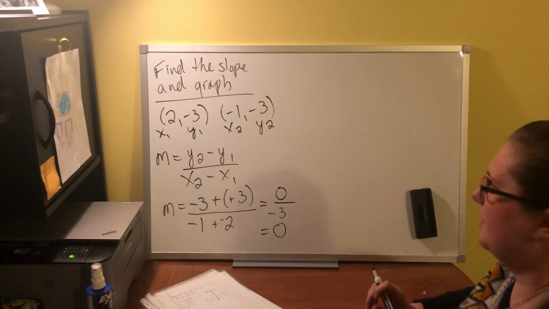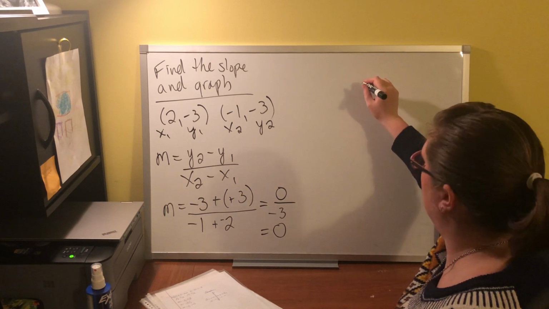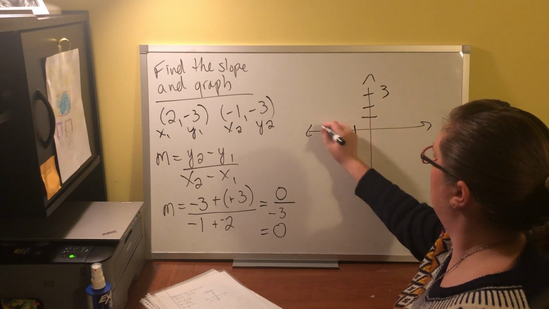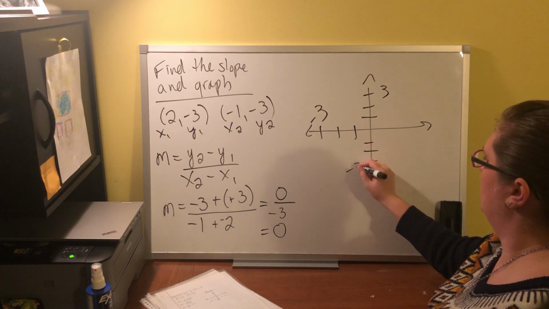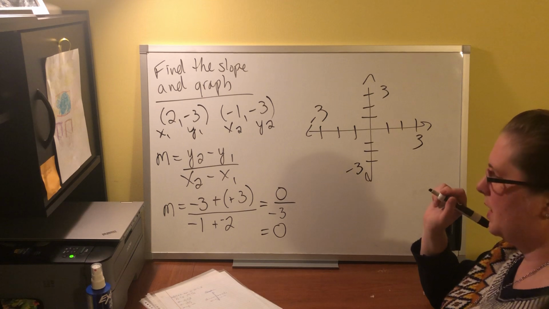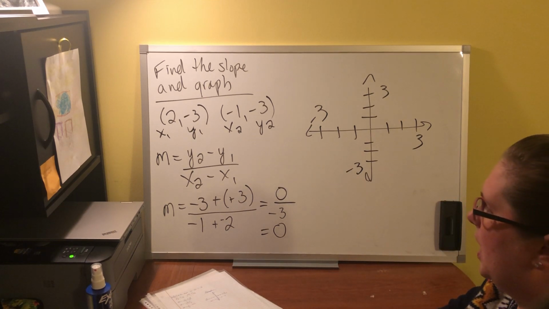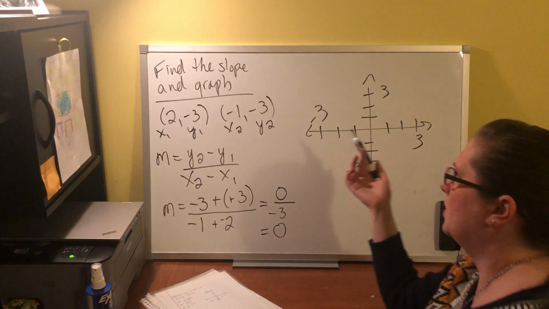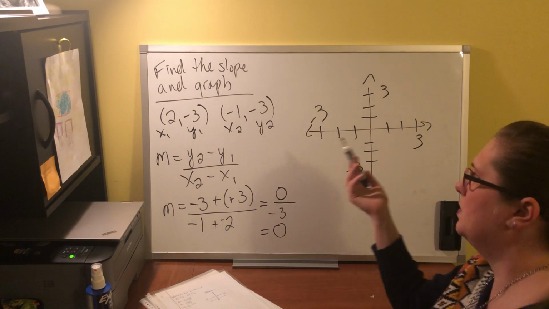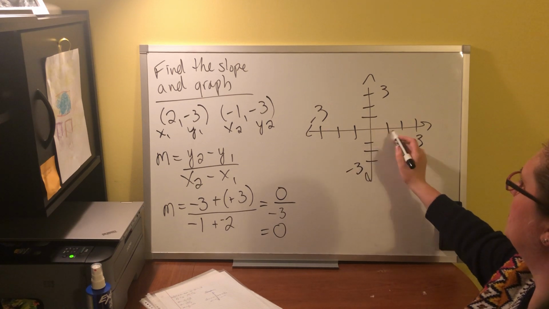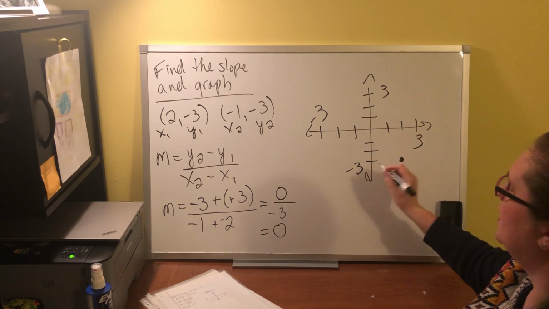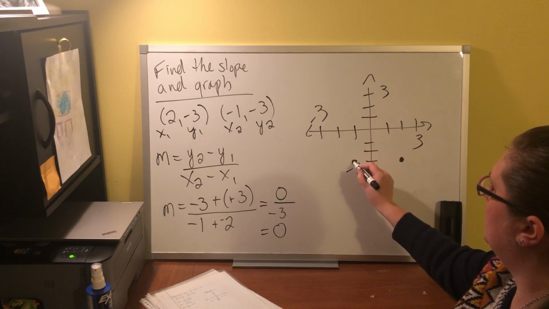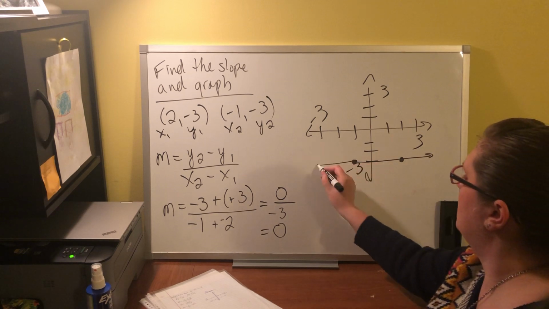We still have to graph this, okay? So what you're going to do to graph is you're going to go ahead and pick a point. So let's go ahead and look at (2, -3). So I'd graph (2, -3), to the right 2, down -3. And we can go ahead and graph (-1, -3). So to the left 1, down -3. You're going to connect the dots, extend the lines, and add the arrows.